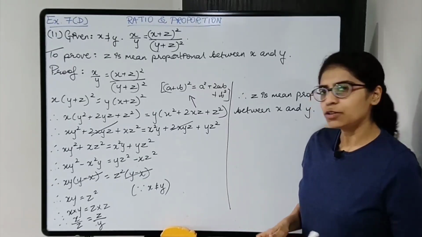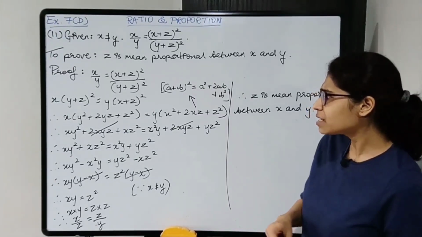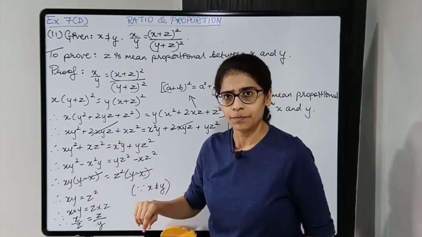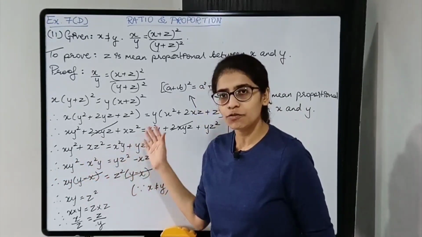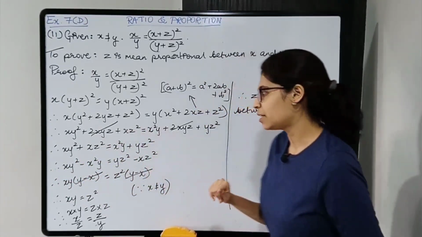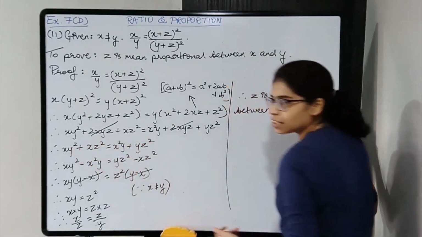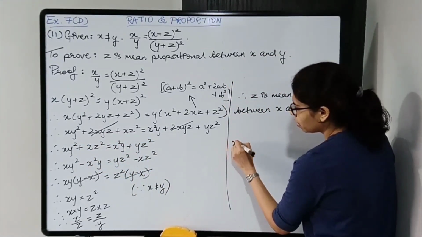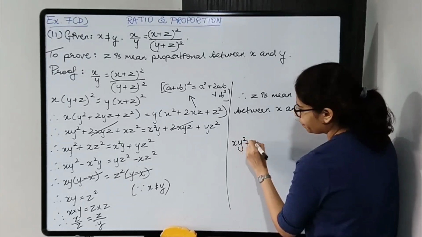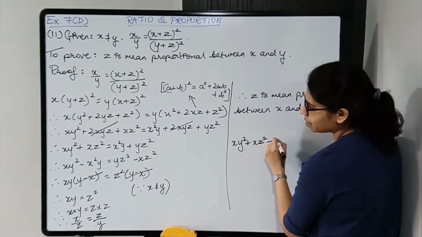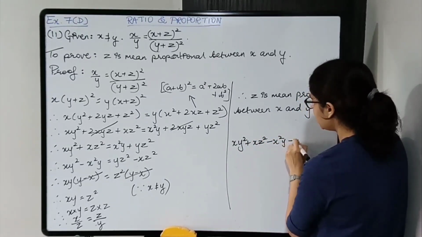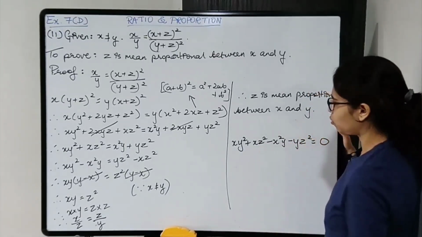There is one more method that you could have used. That is shifting all the terms on one side. So हम लोग ने क्या किया था? We shifted like terms on the respective sides. You could have shifted all the terms in LHS. So what would you get? Xy square plus xz² minus x²y minus yz² equal to 0.